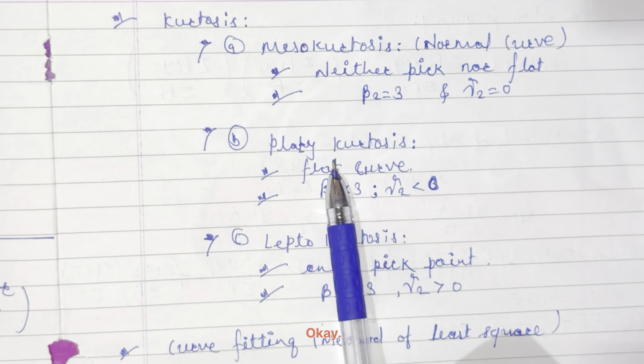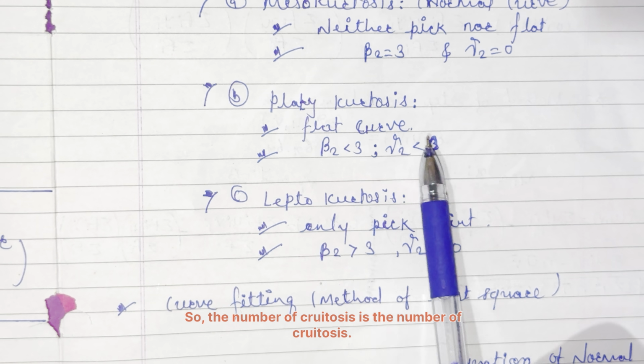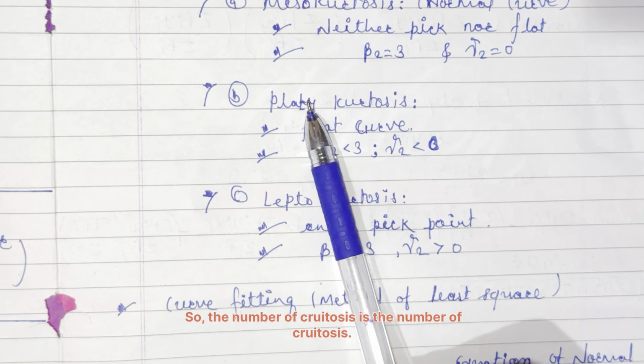Then platykurtosis. If the curve is flat, beta 2 is smaller than 3 and gamma 2 is smaller than 0. In such a case we consider it platykurtosis.